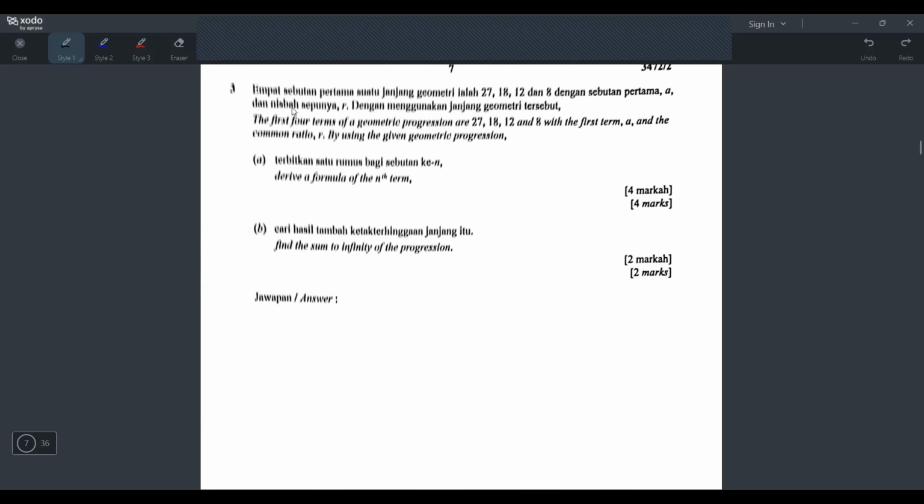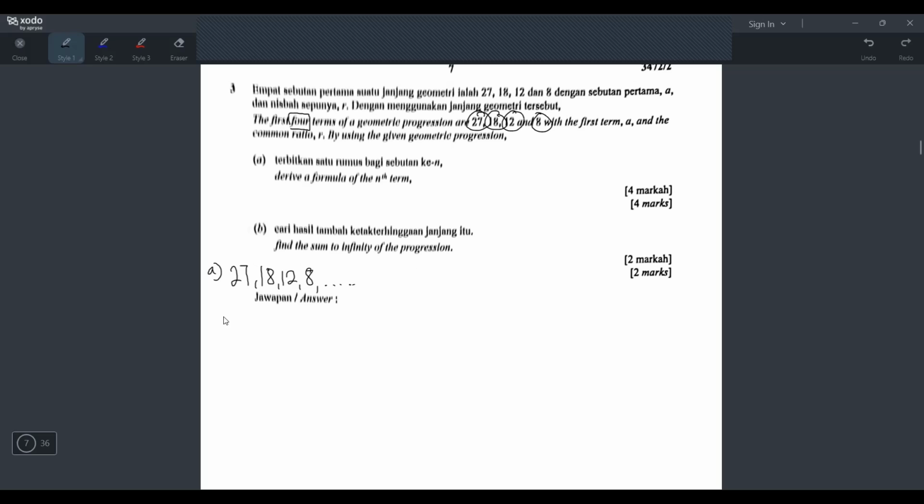Okay, let's do question number 3. Okay, this question is a bit blur, but I think boleh lah. I can see it. Okay, let's go. The first 4 terms of a geometric progression is 27, 18, 12, 8. So if this is the first 4 terms, we can say that the T1 means the first term is 27, T2 is 18, T3 is 12, this one is 8.